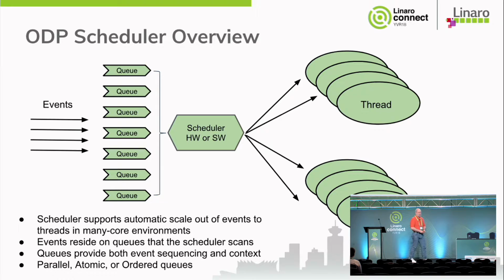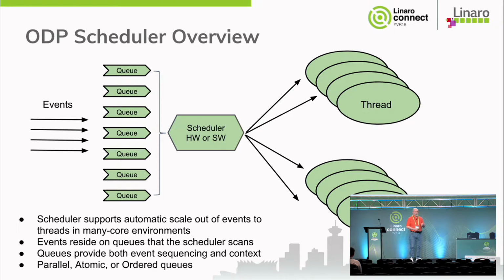So quick review of what the scheduler is all about. Scheduling is an alternative to what a lot of people are familiar with if you're coming from the DPDK world of polling. The idea behind scheduling is rather than have the application figure out how best to exploit many core environments, have that built into the system so that independent of the number of cores that actually exist, the application can simply structure itself as a series of threads that run in parallel and can receive events that are distributed out to them automatically by the supporting framework. So the scheduler supports automatic scale out of events to threads in many core environments.